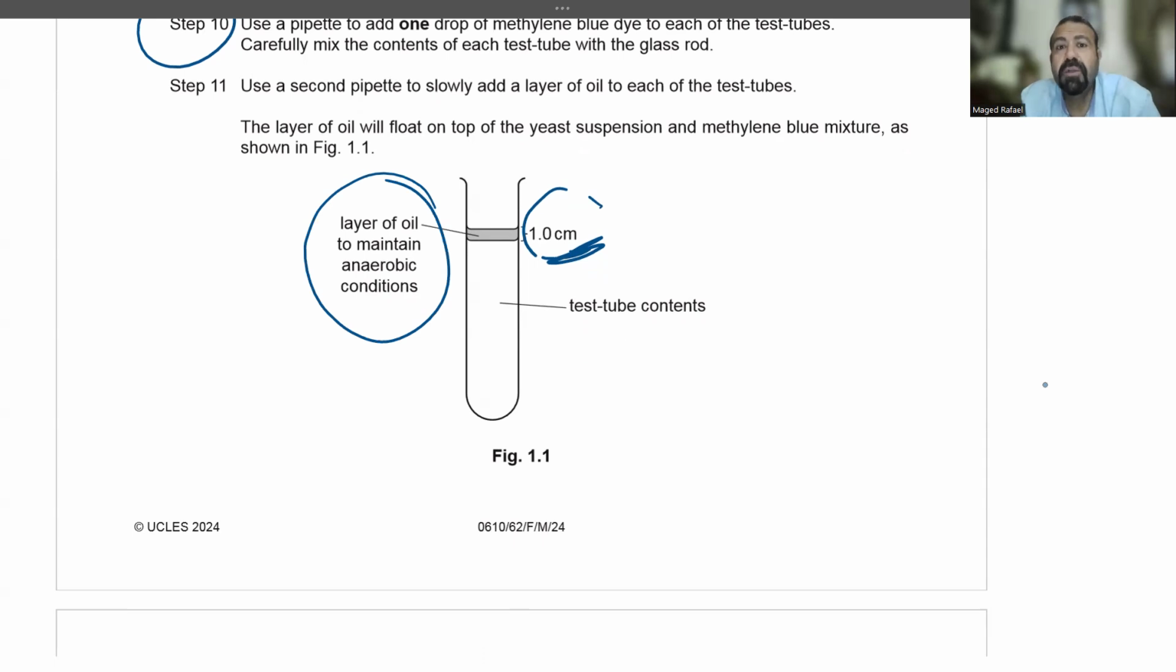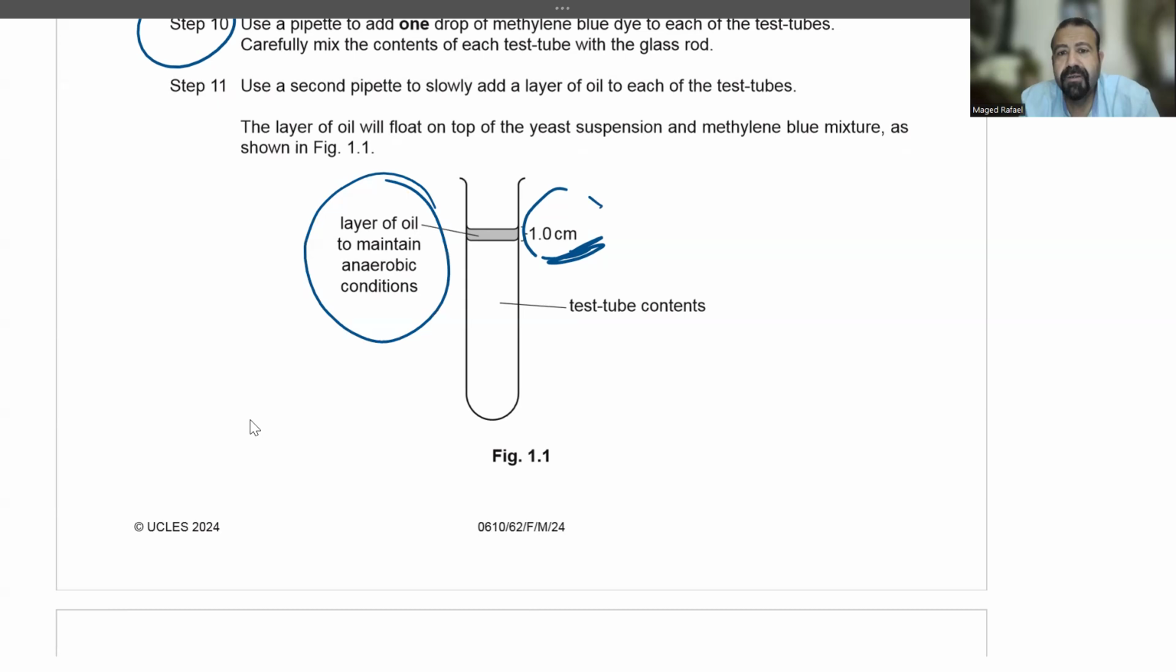This is to prevent the oxygen and to provide anaerobic conditions, or absence of oxygen, in the reaction. Okay, there is a question from Dan.